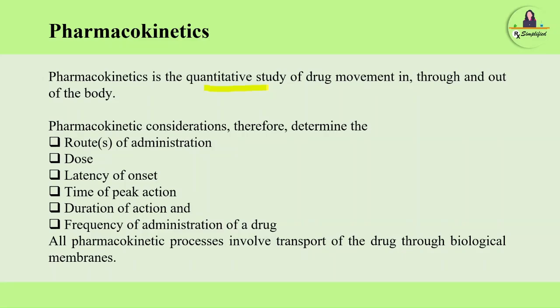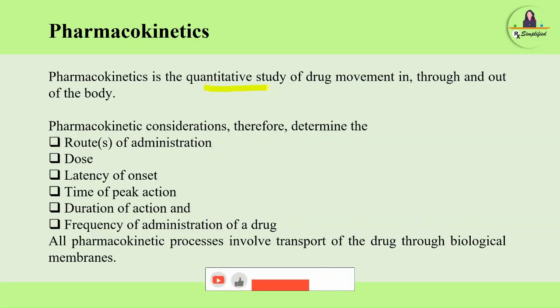Pharmacokinetic considerations therefore determine the route of administration, dose, latency of onset, time of peak action, duration of action, and frequency of administration of a drug. All pharmacokinetic processes involve transport of the drug through biological membranes.